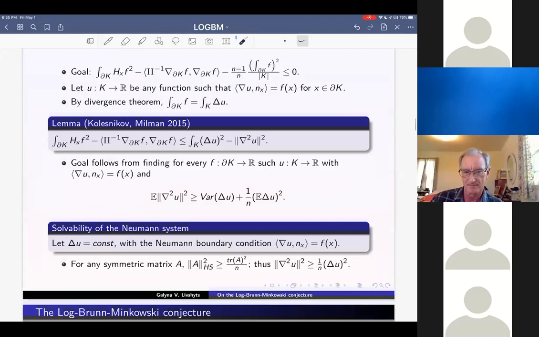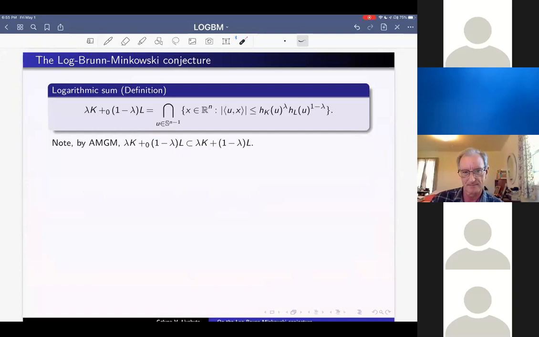So let me now switch to discussing the so-called Log-Brunn-Minkowski conjecture. The logarithmic sum of convex bodies is defined similarly to the Minkowski sum, but instead of taking the sum of support functions, we take the geometric average of support functions, and we take the collection of all such vectors x in R^n such that for any unit vector u, the support function evaluated at u is bounded by the geometric average.